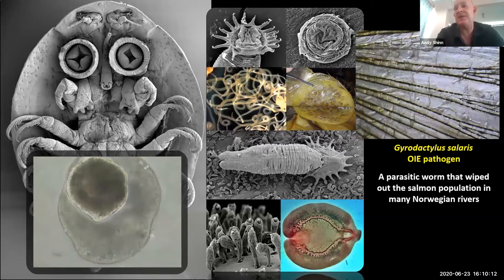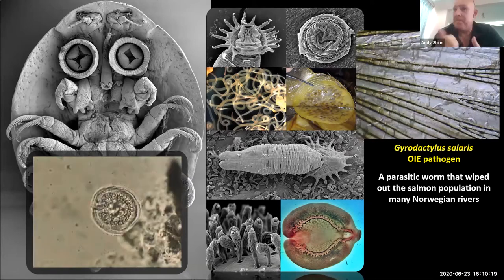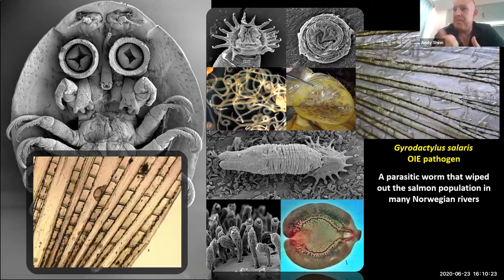And unfortunately, it results in huge mortalities of young salmon. Unfortunately, many salmon rivers in Norway were decimated and they've had to use some quite serious treatments to remove all the salmon and the parasite with it and start again. So again, this was a very important lesson. And this taught me how pathogens can actually have impacts on an entire country.